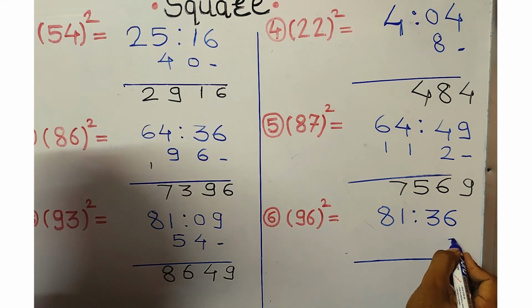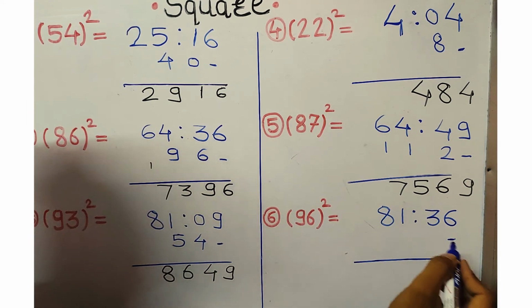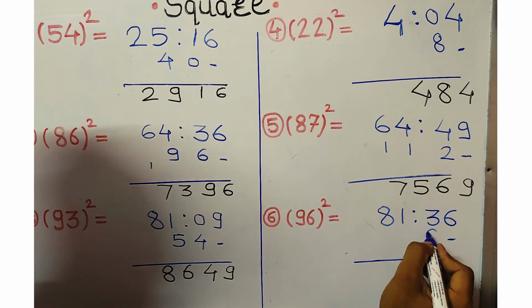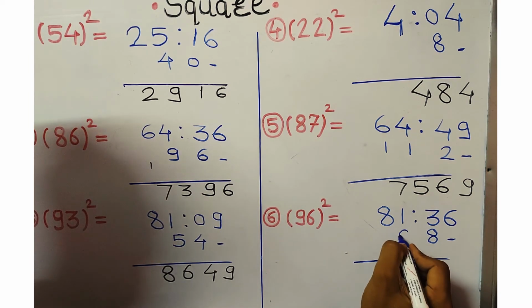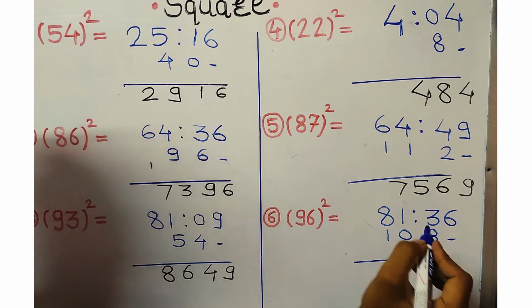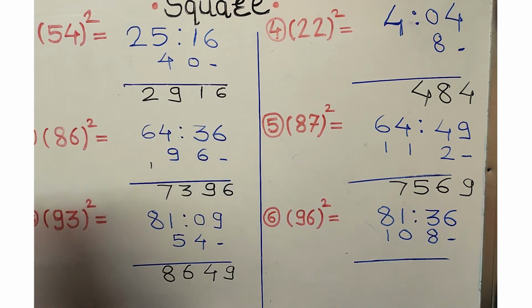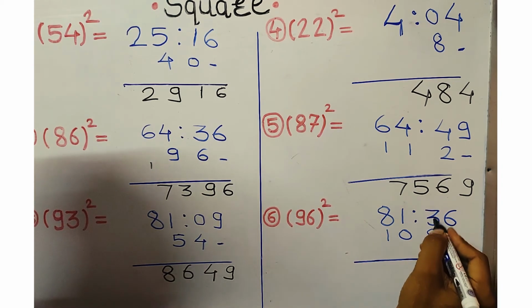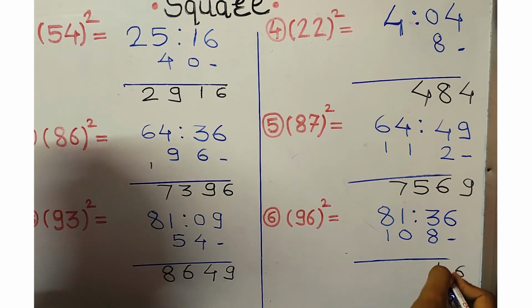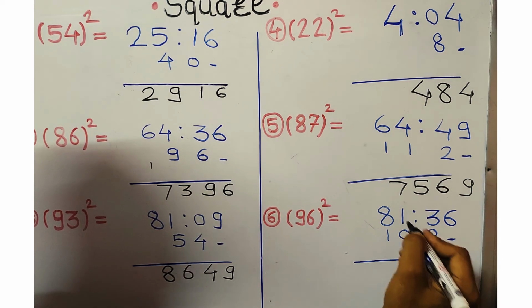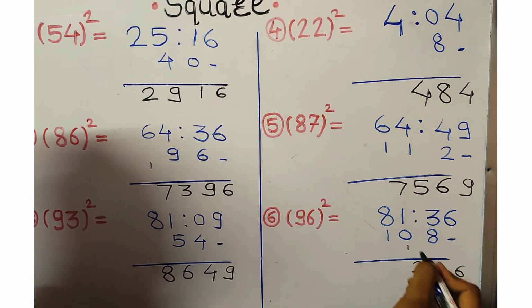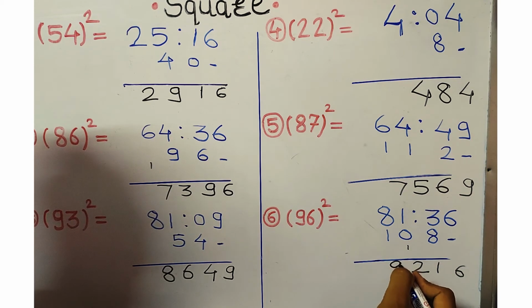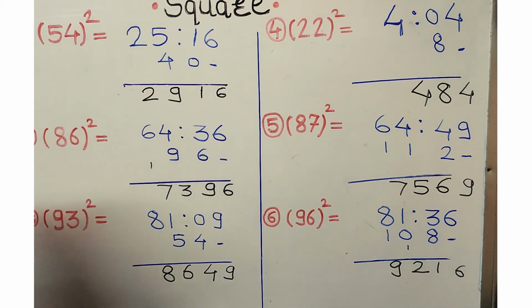Write 108 in such a manner that the unit place must be vacant. 108 we can write in this way, and then add: 6, 3 plus 8 is 11, carry 1, 1 plus 1 is 2, 8 plus 1 is 9. So the square of 96 is 9216.